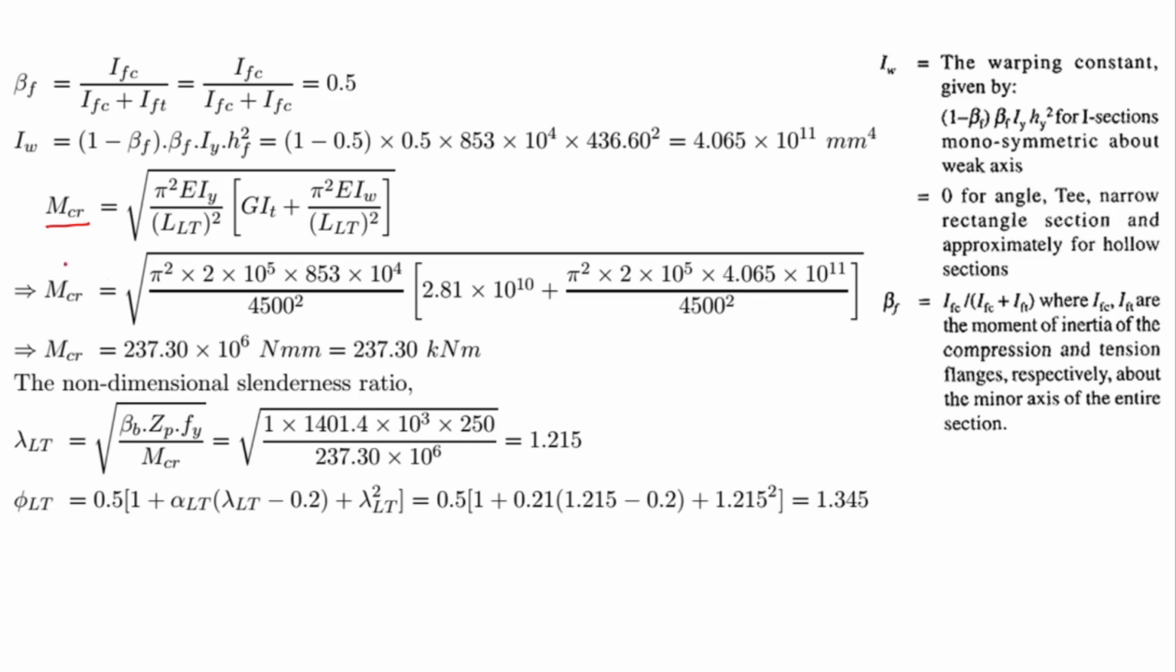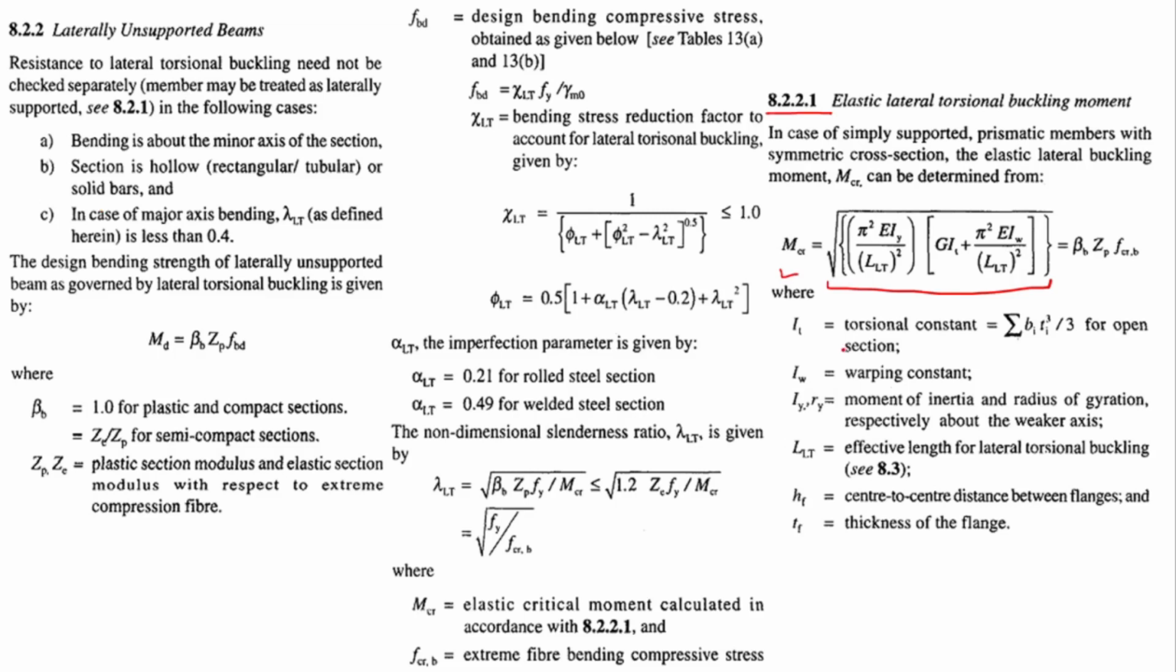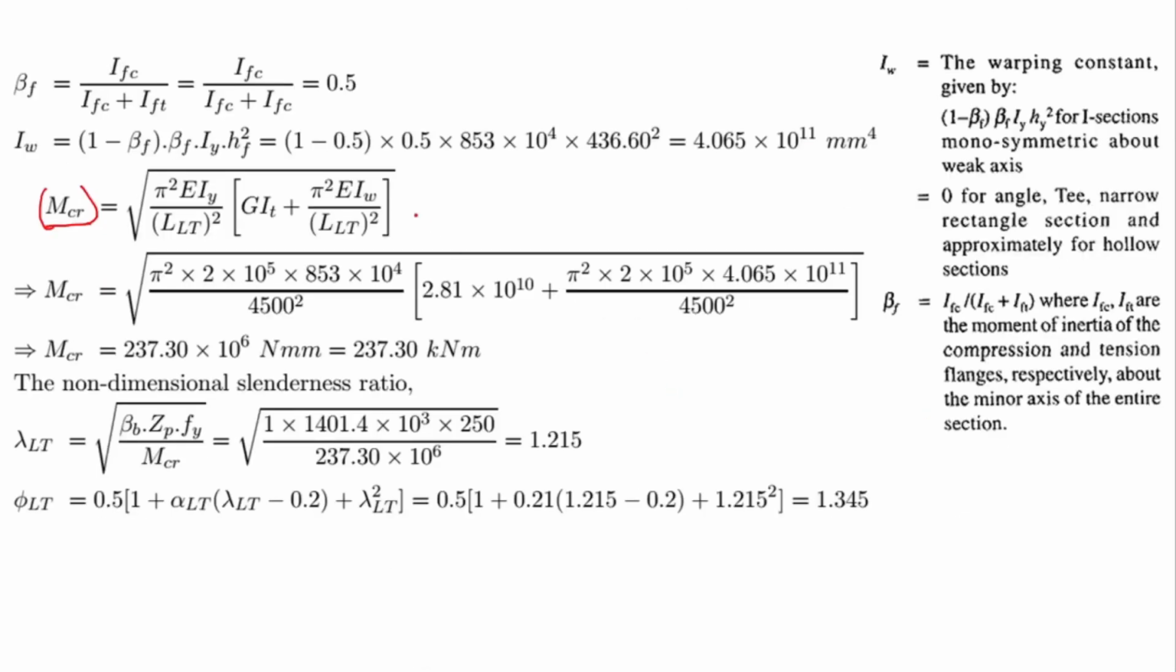Now we shall calculate the value of MCR according to clause 8.2.2.1, where the expression for lateral torsional buckling moment is given. We shall note down the expression and then put the corresponding values. Here E, which is the Young's modulus of steel, is equal to 2 into 10 to the power 5 Newton per mm square. Then IY, which is the moment of inertia of the section about y-axis, is 853 into 10 to the power 4.